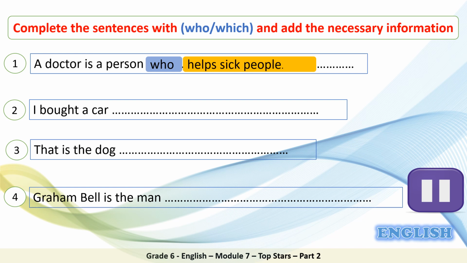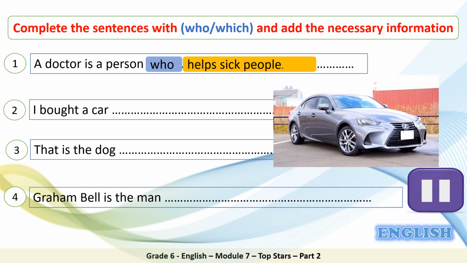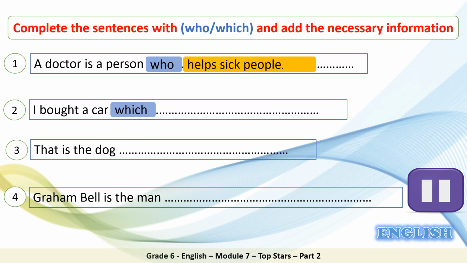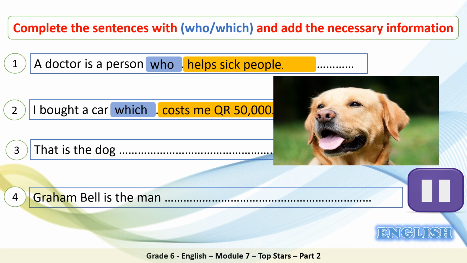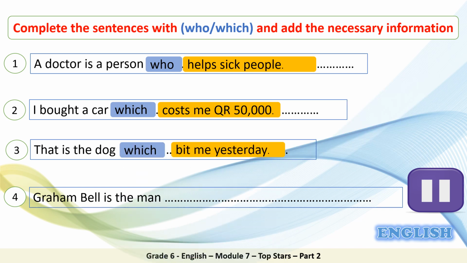Welcome back. Number 2, I bought a car. A car is something. So the correct relative pronoun is which. Now you can add any information you like about this car. I bought a car which costs me 50,000 Qatari riyal. Number 3, that is the dog. The dog is an animal, so the correct relative pronoun is which. That is the dog which bit me yesterday.